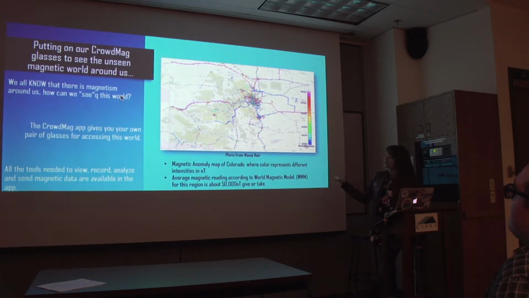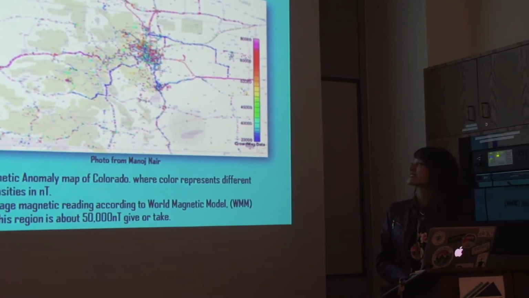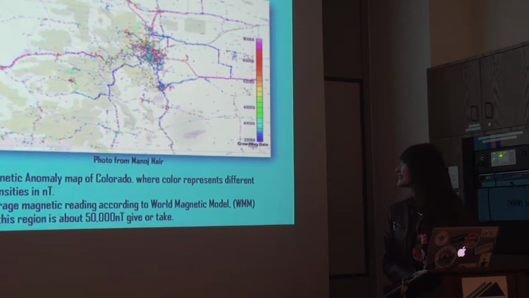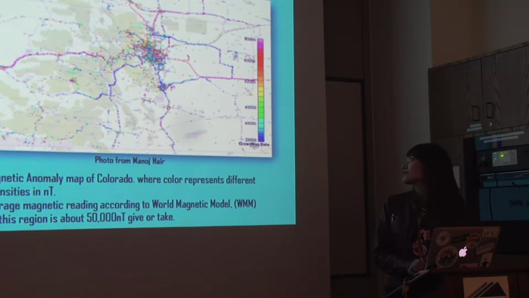On the right here is a map of Colorado. It is a year old, but it does give accurate information to CrowdMag data that we've had. We measure magnetic data in nanoteslas, and on the right here is our scale. Colorado has a magnetic average of about 50,000 nanoteslas. That is from the World Magnetic Model that Manoj was a part of creating. And you can see that there is a variation. We have some low points here, some higher points, and it gives a good representation of seeing this world visually.